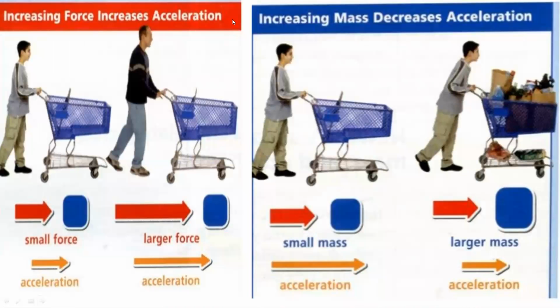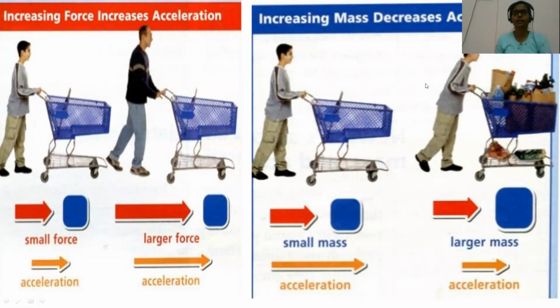You can observe these figures and easily conclude that here force is more. A large force gives large acceleration. The person will definitely apply more force compared to the small boy, so acceleration will be more in the second case. In the second figure, you can observe mass is more, you put more weight in the second trolley, so acceleration will be less. Okay children?